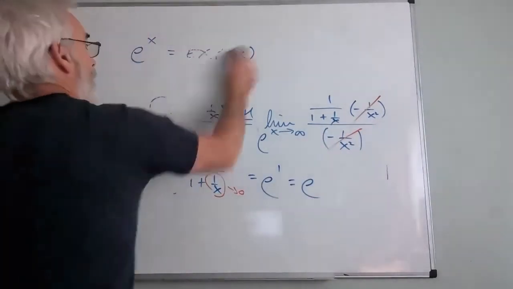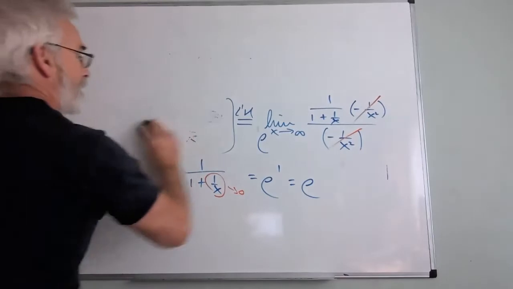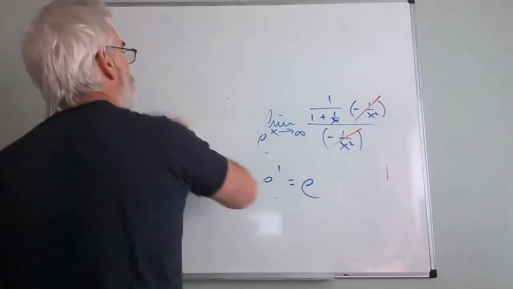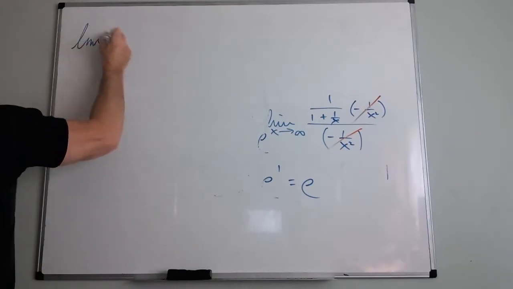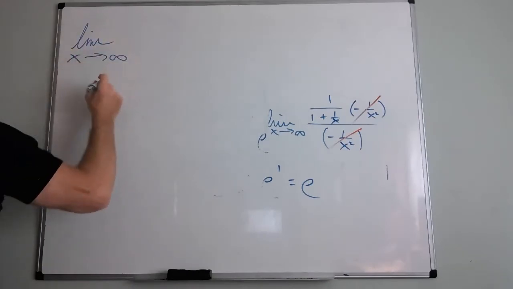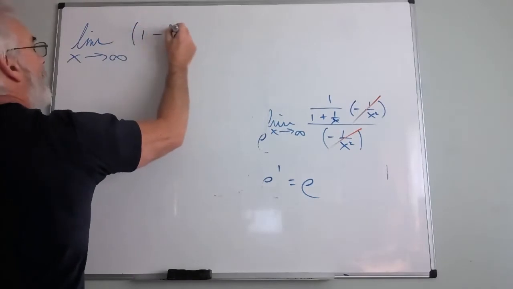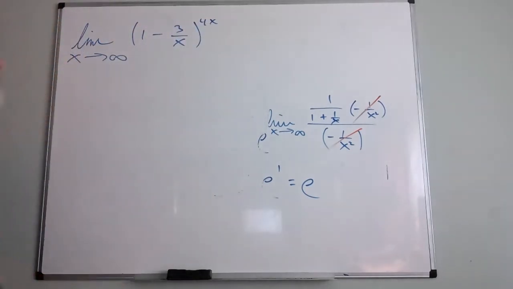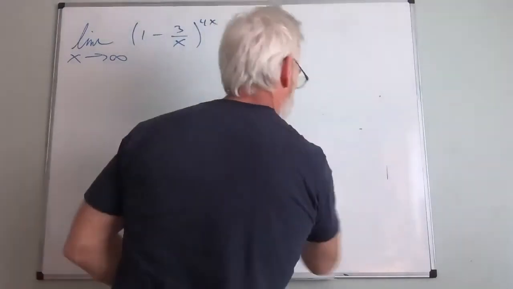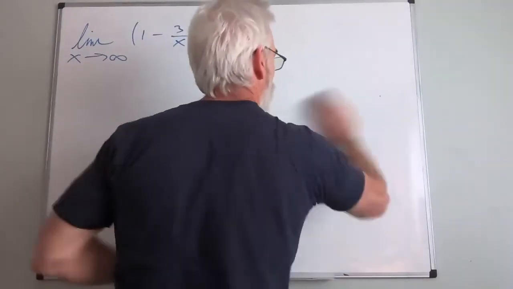All right, so let's try another one. Let's see something a little more complicated. Suppose we want to find the limit as x goes to infinity of, how about, 1 minus 3 over x to the 4x power? You throw some different numbers in there. Okay. Well, we're going to attack this just like we did the previous one.